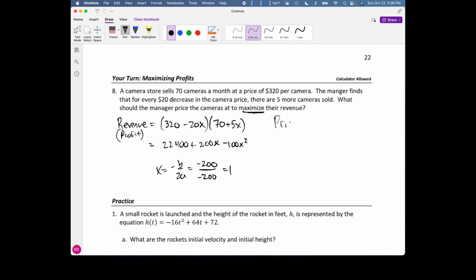They asked us specifically about the price. So our price was 320 minus 20x. Our x value was 1. So we're going to do 320 minus 20. So if we sell these cameras for $300, that is going to end up giving us the maximum amount of revenue slash profit that we can get here.